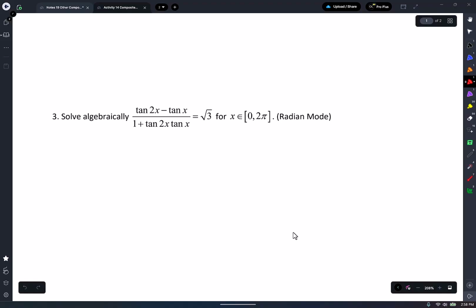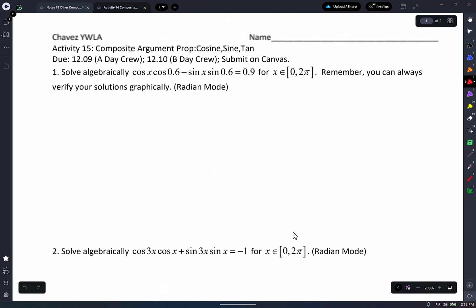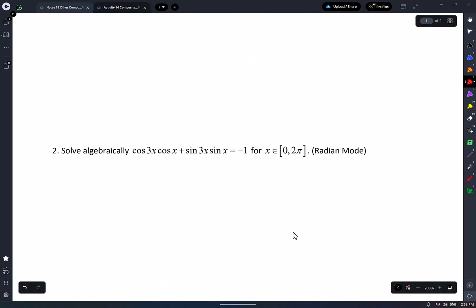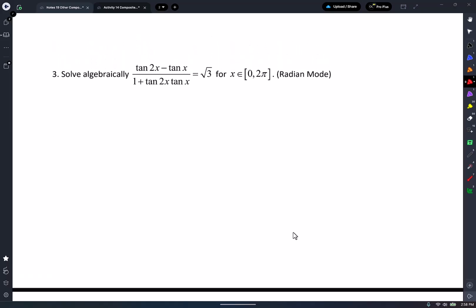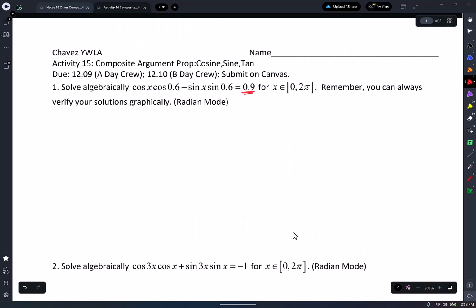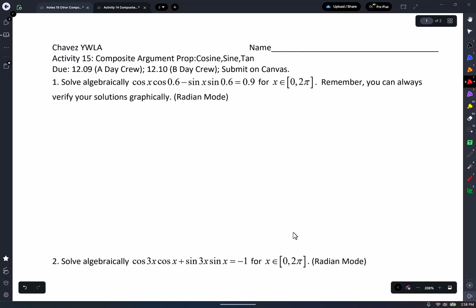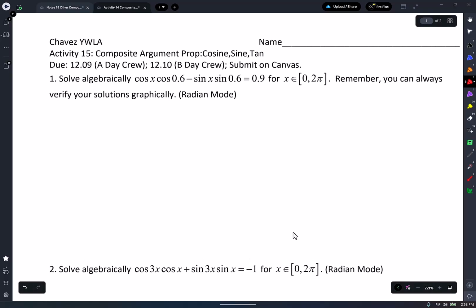I would have chosen number 1 because number 1 is the one that doesn't have a perfect coordinate. But no, wait. All right, number 1. You guys are so funny. All right, here we go.